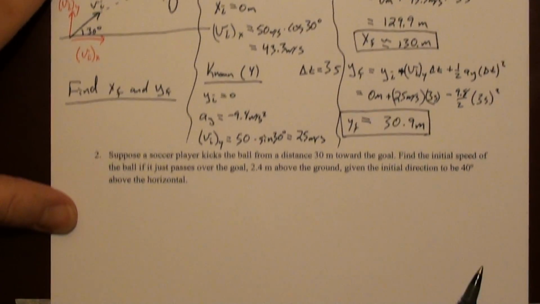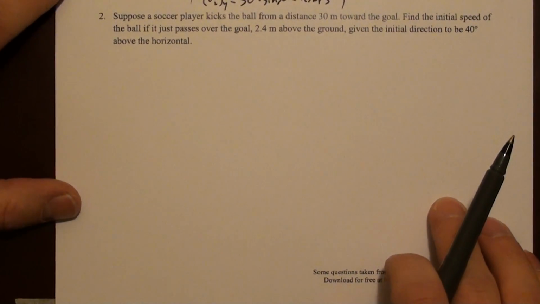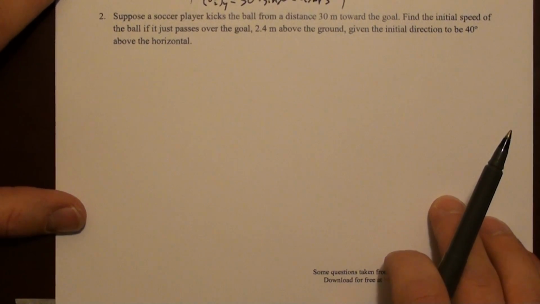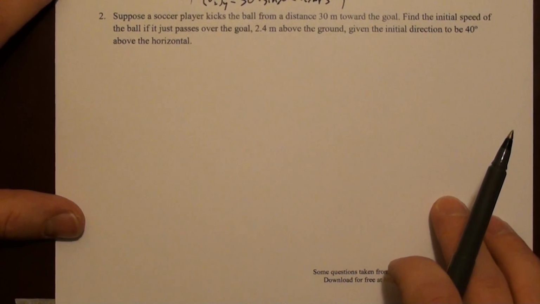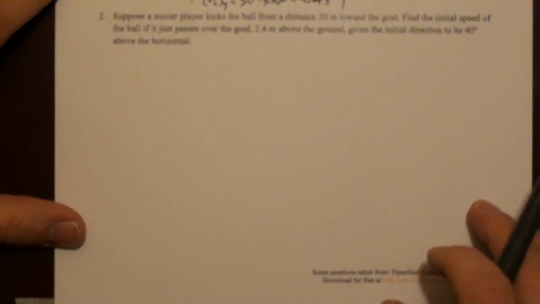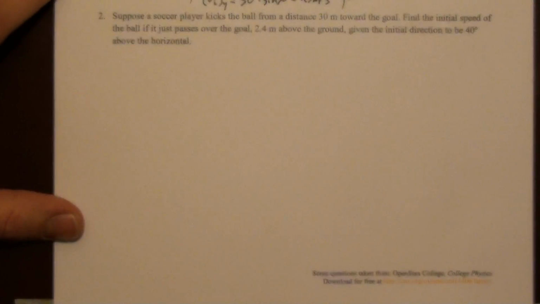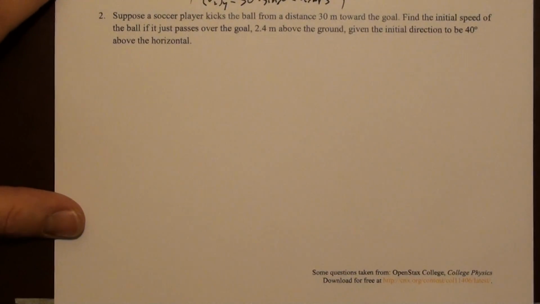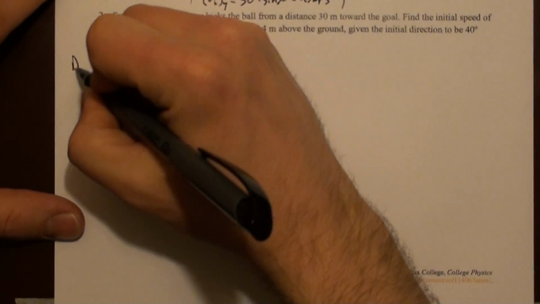So the second problem here says, suppose a soccer player kicks the ball from a distance 30 meters toward the goal. Find the initial speed of the ball if it just passes over the goal 2.4 meters above the ground, given the initial direction to be 40 degrees above the horizontal. So we'll draw a picture again.